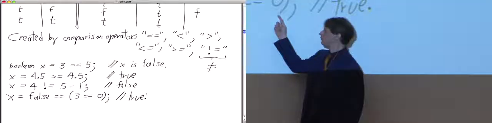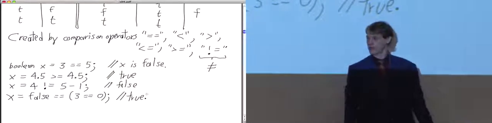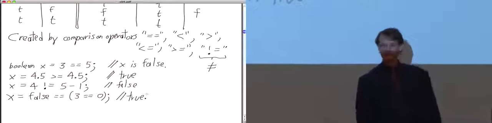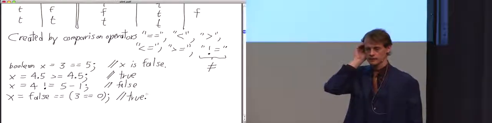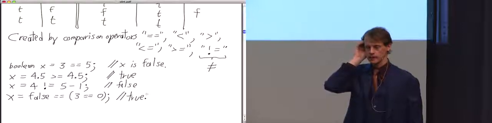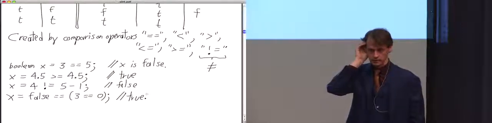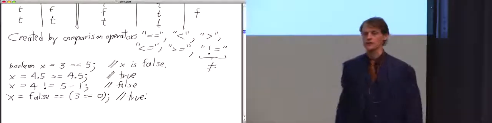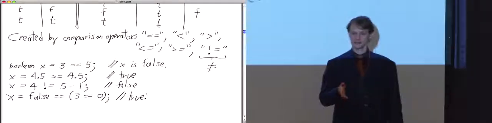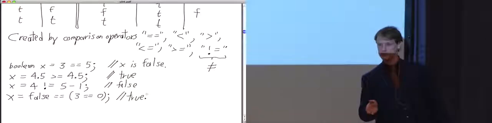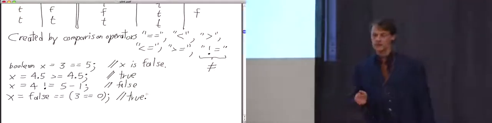If you remove the parentheses here, it will try to do false equal 3 first, and that will give you a compiler error. Are and or what? Yes, they are short-circuited. I'm not going to talk about this now because I don't have time, but this will be in discussion section. Your TAs will discuss short-circuiting in discussion section.